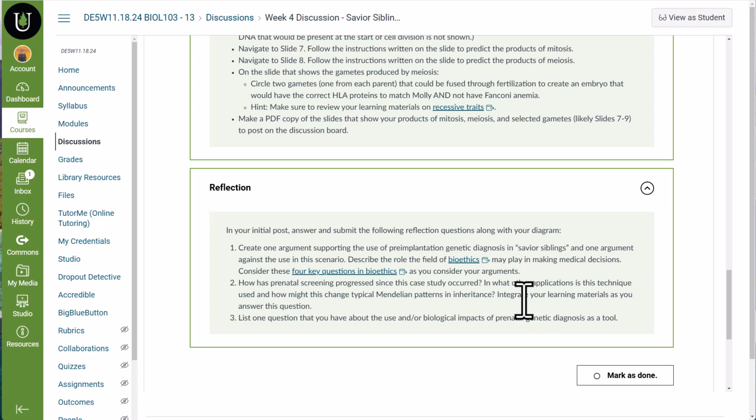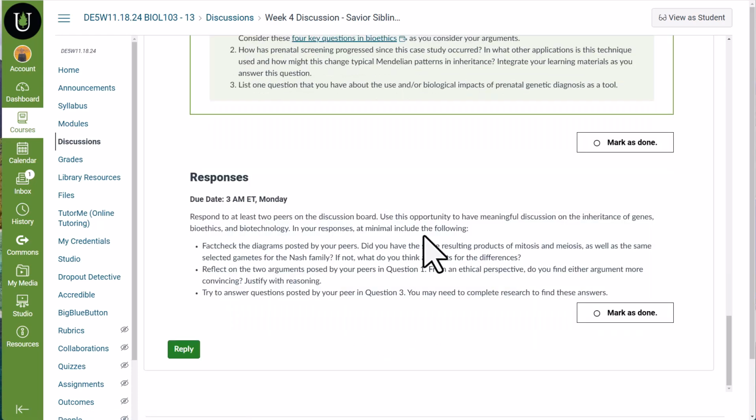It gives you a couple of different links here. One is in general describing the field of bioethics, and then the other is looking at these key questions we have when we think about bioethics. In your reflection, answer these questions. That will be your initial post. So you have your PDF, and then you also have your reflection.